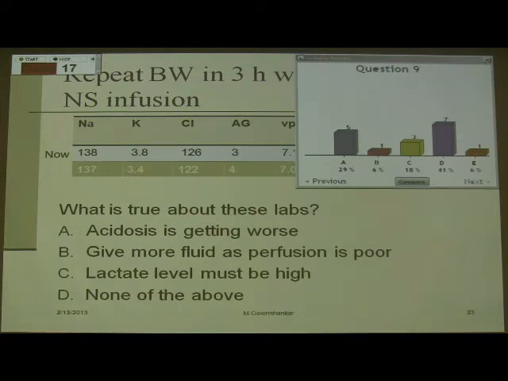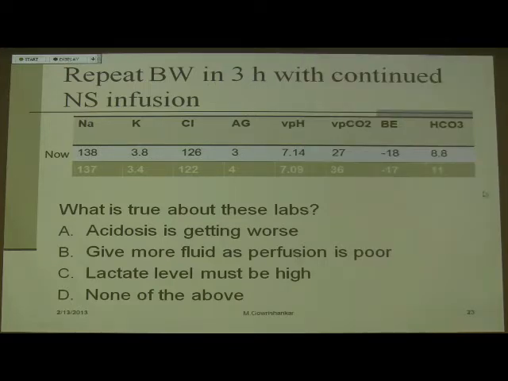All right. Some of you still think that there is an increase in acidosis. Some of you still think that you need to give more fluid. Okay, so I haven't made an impression. So let's just look at it.